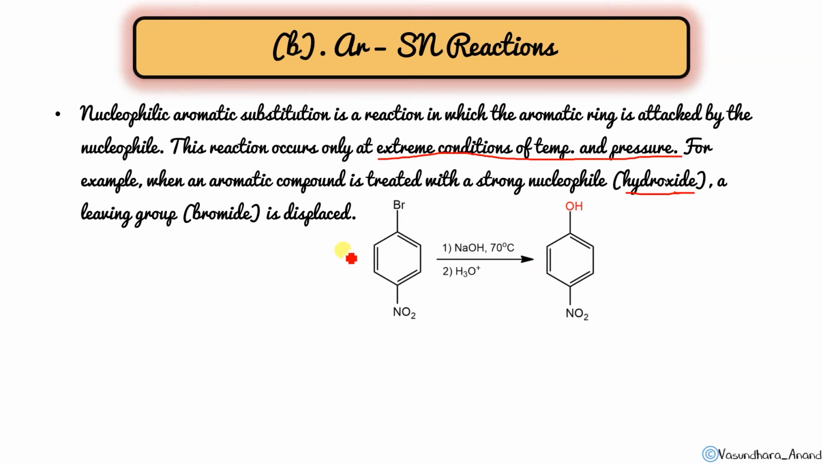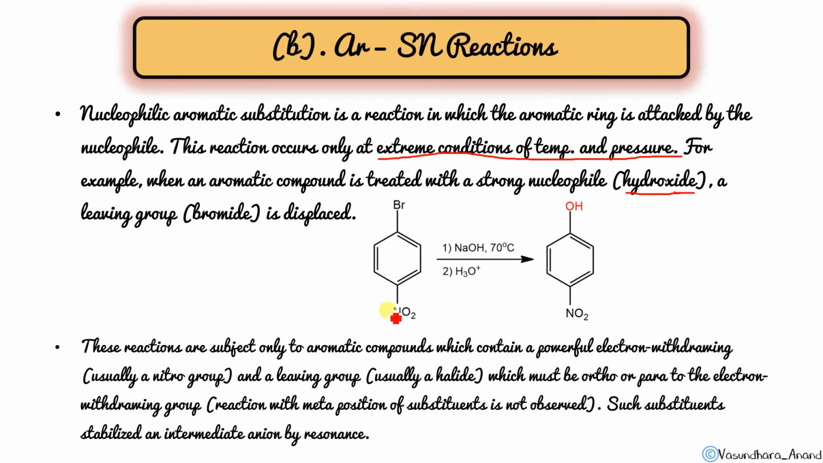And this reaction will be favored if it has an electron withdrawing group. Here it is written: these reactions are subjected only to aromatic compounds which contain a powerful electron withdrawing group. Got it? So this is possible only then. Usually a nitro group, and a leaving group, usually a halide. The leaving group should be a halide, and there should be an electron withdrawing group, usually a nitro group, and the halide must be at the ortho and para position. These are the conditions. So important conditions are there.